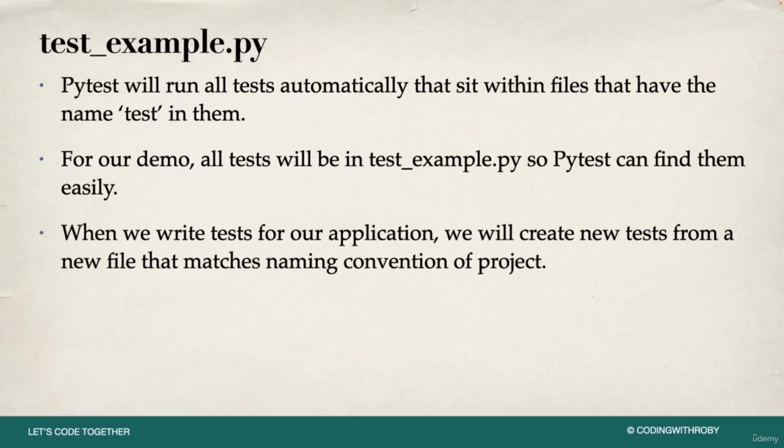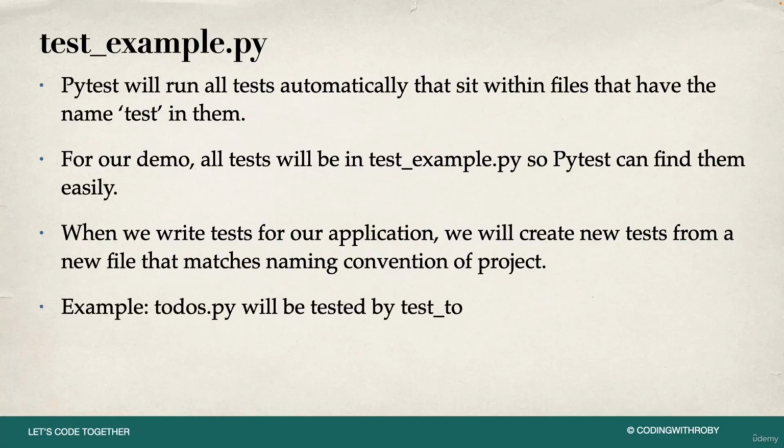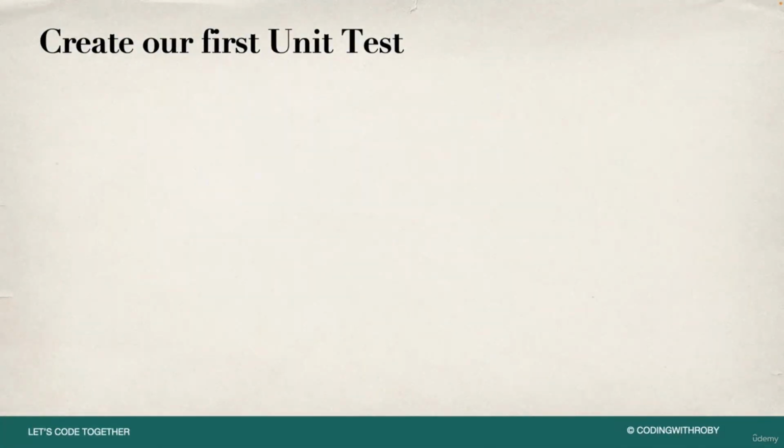Now, when we write tests for our application, we will create new tests in a new file that matches the naming convention of the project. So for example, our todos.py file will be tested by something called test_todos.py. So it's going to have the same naming convention with test in front. So let's look at how we're going to create our first unit test inside our test_example.py.